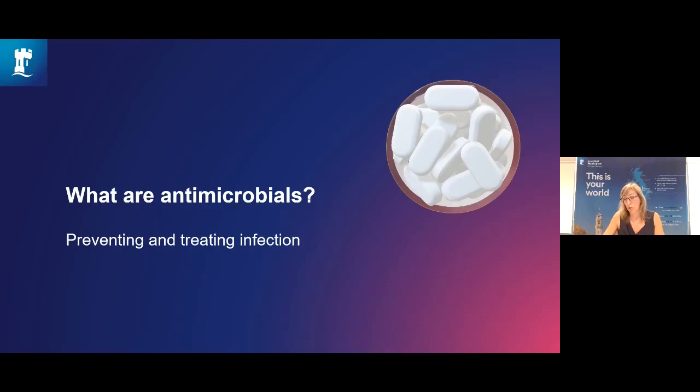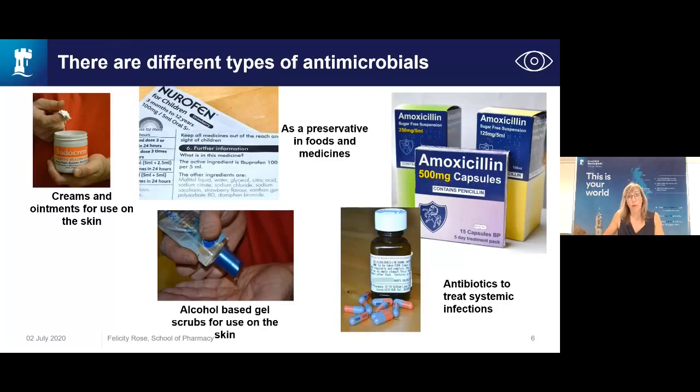So we can use antimicrobials to prevent and treat infection. There are many different types of antimicrobials. There are some that we can use on surfaces on our skin, so like creams and ointments, and we might use these after a cut or graze to prevent bacteria from getting inside the body. We can use them as preservatives in foods or medicines to prevent bacteria growing. And we're perhaps all familiar now with the use of hand sanitizers, so alcohol gels that we can use on the skin or on the surfaces to remove bacteria.